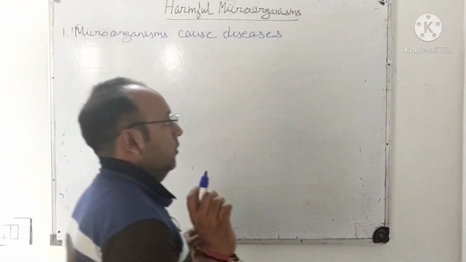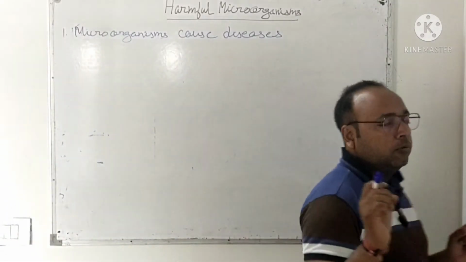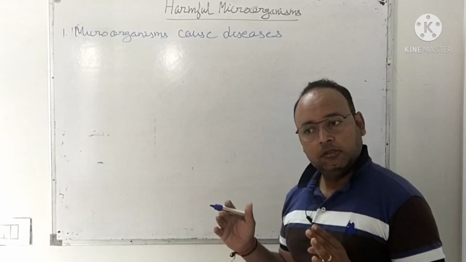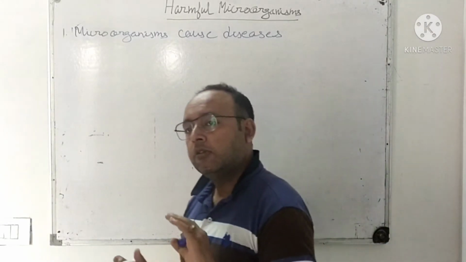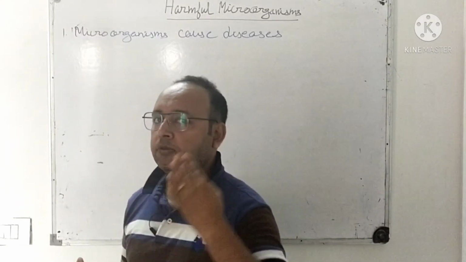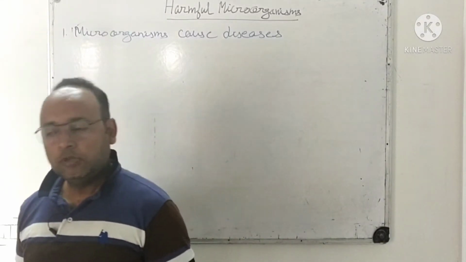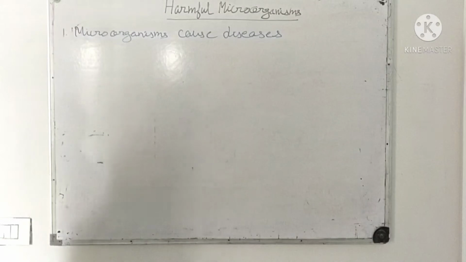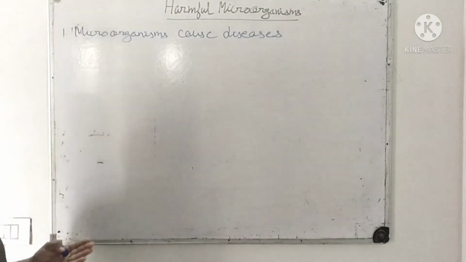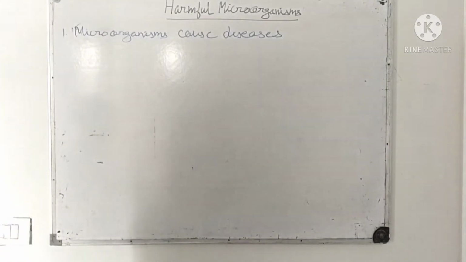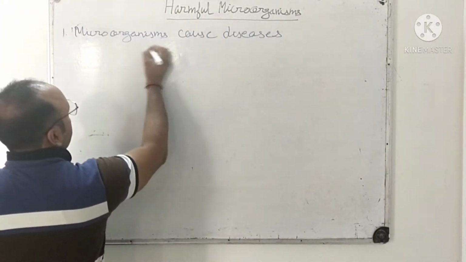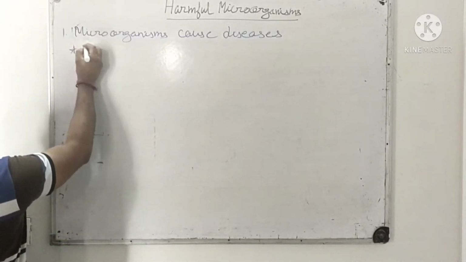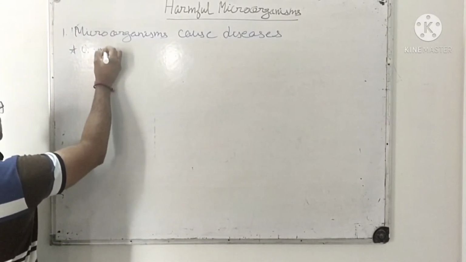But a very important thing about microbial diseases is that they can spread from an unhealthy person to a healthy person. So these kinds of diseases are known as communicable diseases: the diseases which can transfer from an infected person to a healthy person. So in this we study communicable diseases.